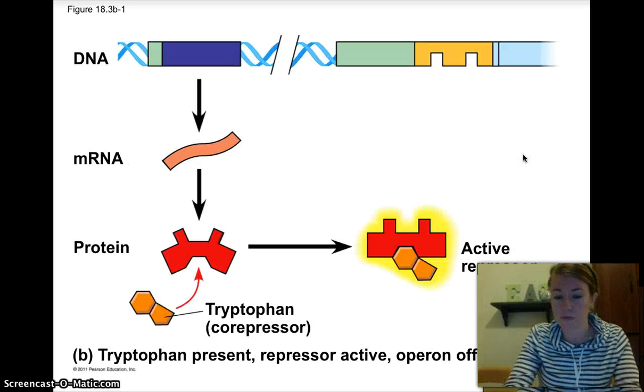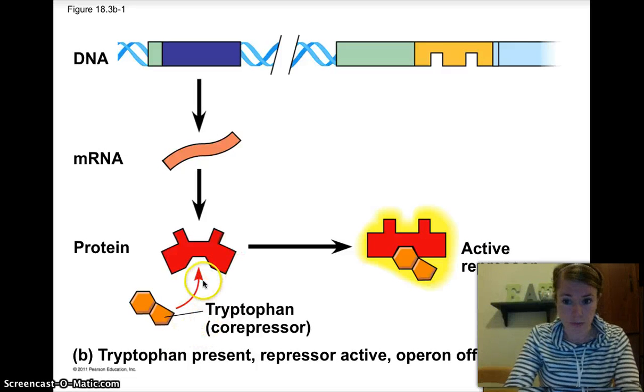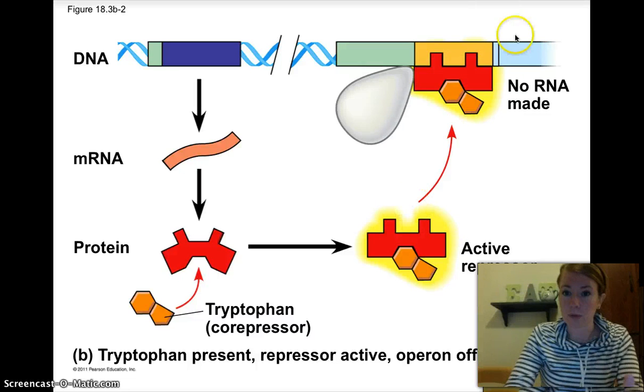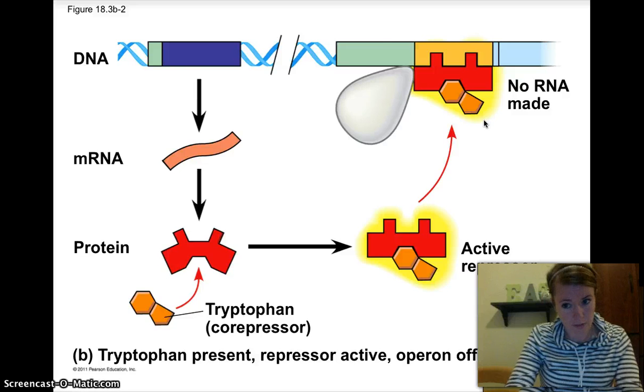If there is tryptophan present, it binds to the repressor. It acts as a co-repressor with the repressor. Binds to the repressor. The repressor can then bind to the operator. See how it fits now? Then it blocks the promoter from allowing RNA polymerase to bind. No RNA is made. So if we have tryptophan, then we don't make any tryptophan.